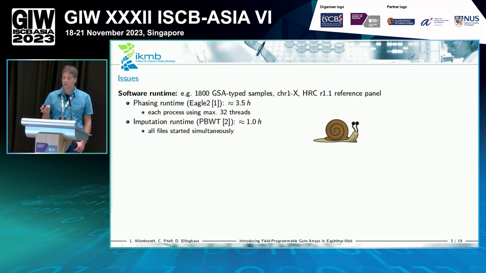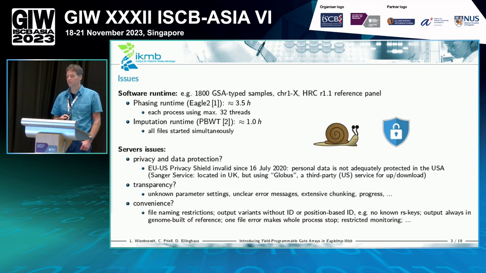Okay, I don't know how the servers are doing, and this is also part of the issues we have with the servers. So one thing is privacy or data protection. I'm from Germany, so we're in the EU, and in July 2020, the EU-US Privacy Shield was invalidated. So when we have genomic data, we are simply not allowed to load them up into US servers. So this is one thing. Of course, the servers claim that they are secure, protected, and everything, but this is a real problem for us.